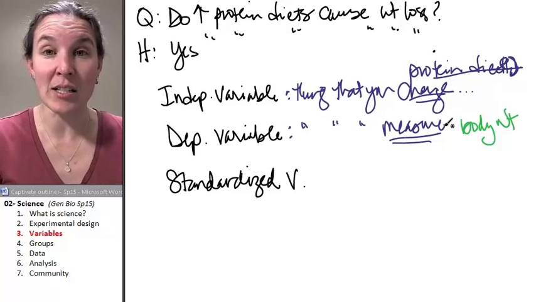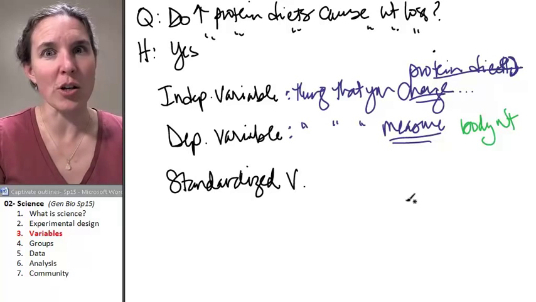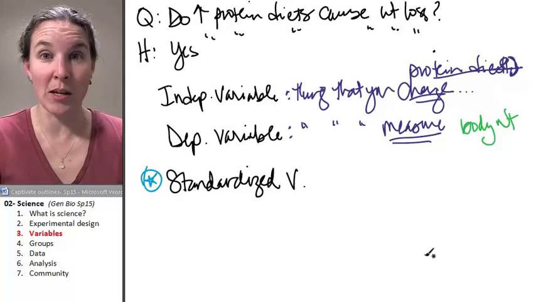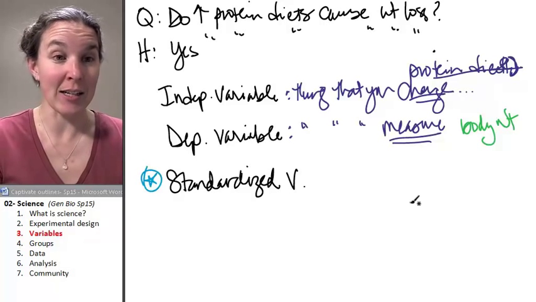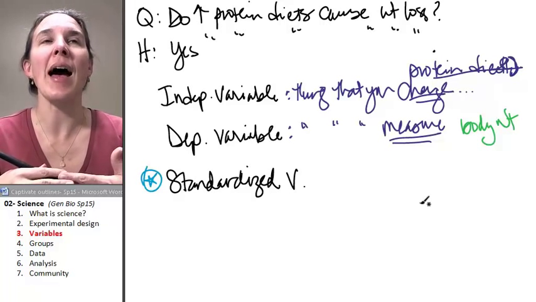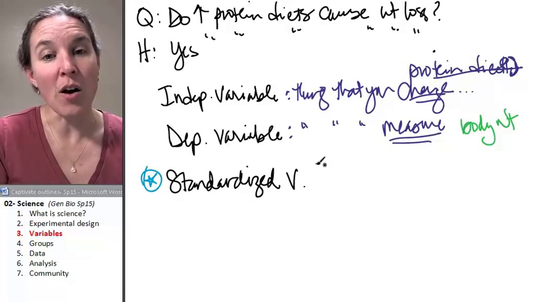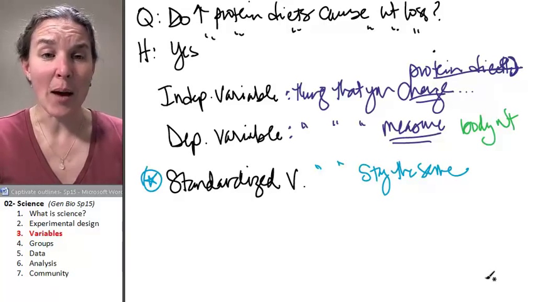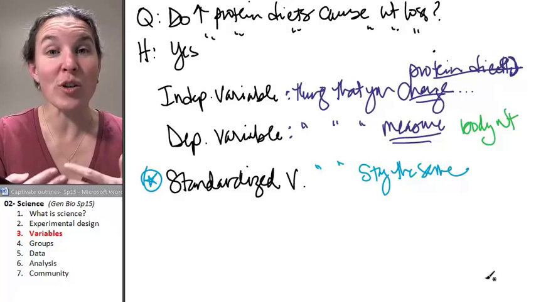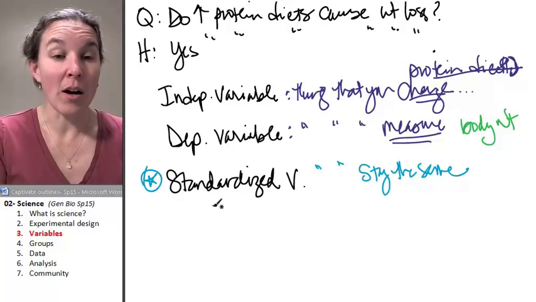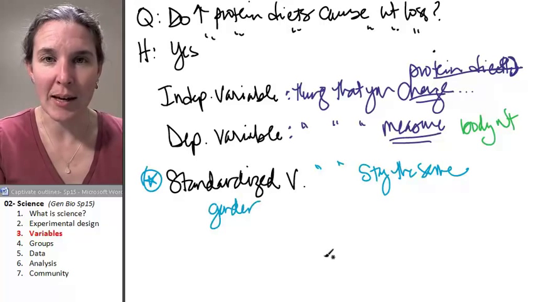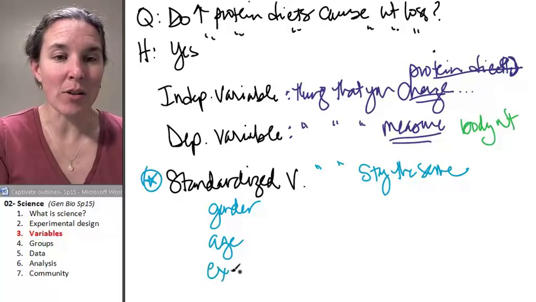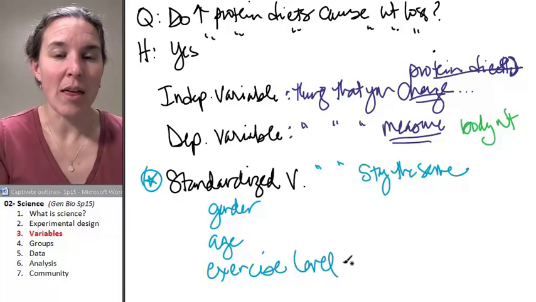Talk to me about the standardized variables. What are those things? Those are actually the reason why this experiment right here is going to be a disaster. Because good luck having the standardized variables stay the same. Standardized variables are the things that stay the same. If you have two groups and one of them is getting the protein diet and the other isn't, and you're measuring weight loss, you better have their gender the same, their age the same, their exercise level or activity level the same.